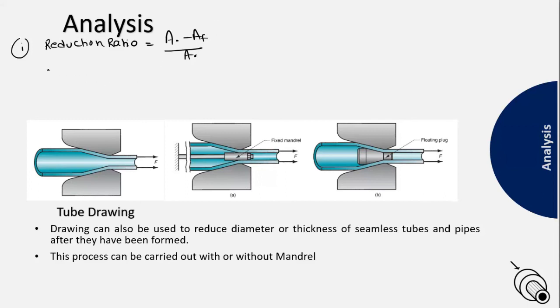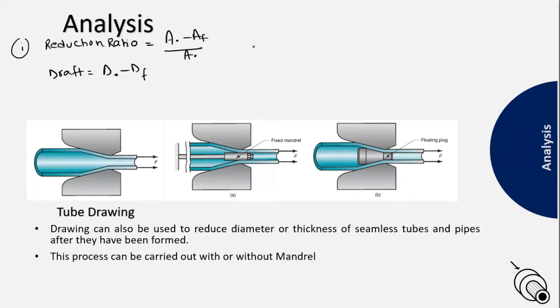Then we have the draft. We had the draft in the rolling operation, and we have the draft in the drawing operation also. In the rolling operation, that was equal to initial thickness minus final thickness, because we were reducing thickness in that operation. In this operation we are reducing the diameter, so we have the initial diameter minus the final diameter. So this is the draft.